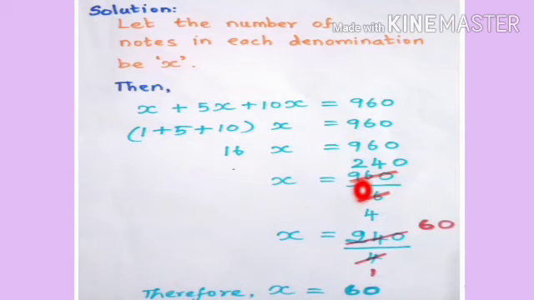So now 960 divided by 16, thus we get, cancelling 960 and 16 by using the fourth table, we get 240 in the numerator and 4 in the denominator. So now again by dividing 240 by 4 we get 60. So therefore x is equal to 60.